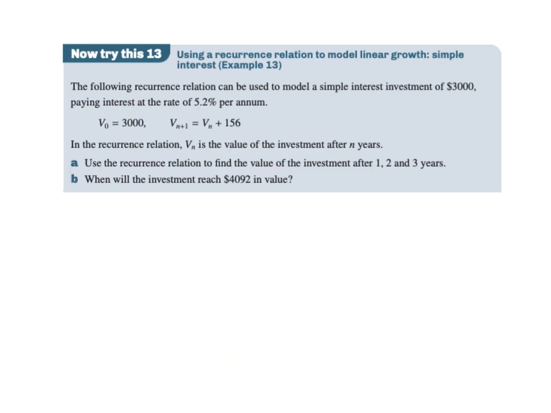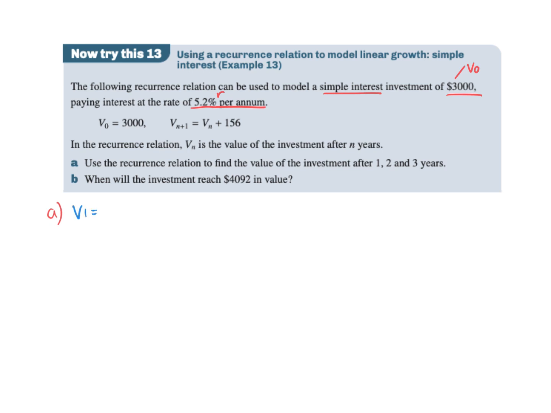Okay, the following recurrence relation can be used to model a simple interest investment of 3,000. You need to underline that it's simple interest. I know we're doing simple interest as everything now, but when you get your exam and it's all mixed up, you need to know which one it is. It's paying an interest rate of 5.2 per annum, so that's my R. And then they've given me the recurrence relation. Then it says use the recurrence relation to find the value of the investment after 1, 2, and 3 years. So let's just do it.